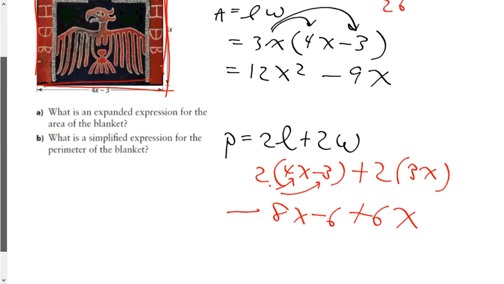Gathering like terms is your chapter 5 concept. Remember what we did here? We actually kind of thought of it like this to help us see them all. I'm going to gather like terms. 8x plus 6x is going to be 14x.